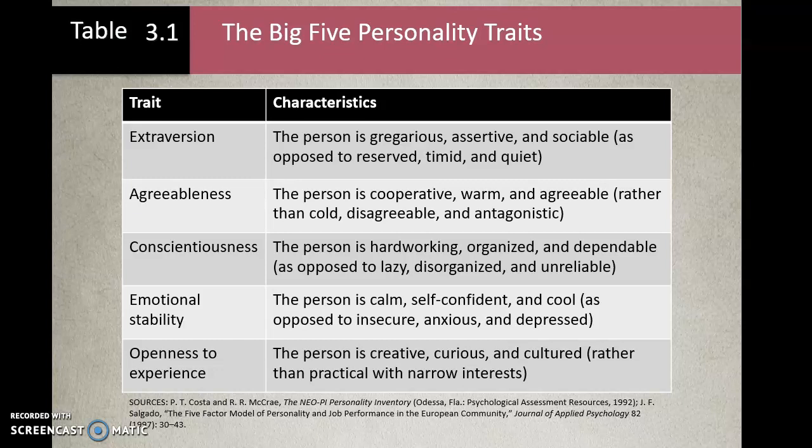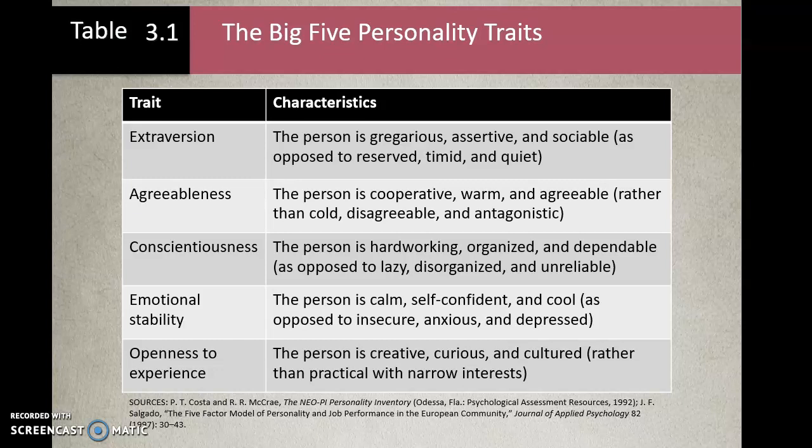But if we look at the Big Five personality test, we see that it's going to rank you on your extroversion, or introversion is the polar opposite of that. The person's either gregarious, assertive, sociable, as opposed to reserved, timid, or quiet. So if you see the other extreme, it's extroversion to introversion. You're either agreeable or you're disagreeable. So the person is either cooperative, warm, and agreeable, rather than cold, disagreeable, or antagonistic.